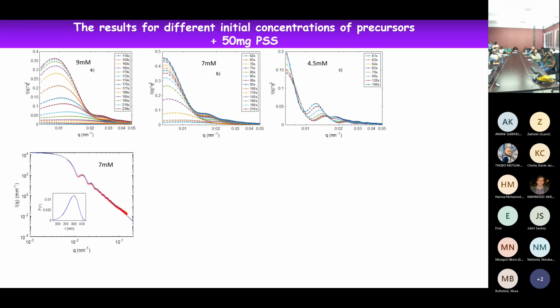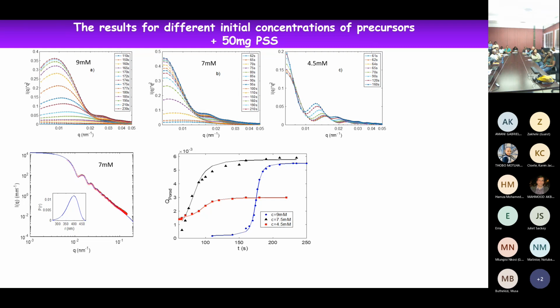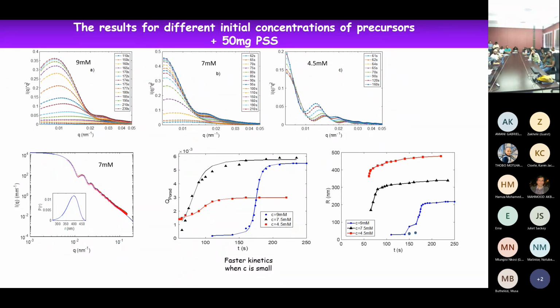So you could ask yourself why it is the case. I will come to this later on. And you can see the evolution of the Kratky plot as well, of the Porod invariant. In this case, for the 9 millimolar, 7.5 and 4.5 millimolar. So this is what we have found.